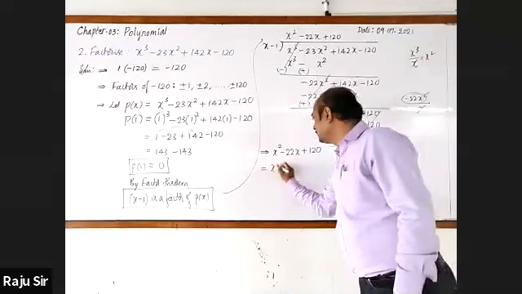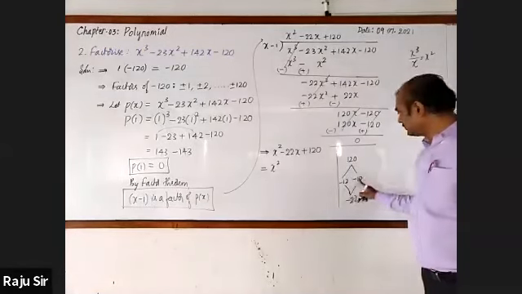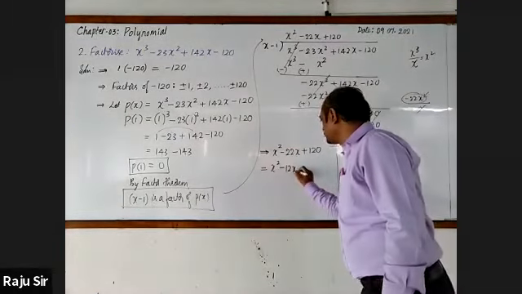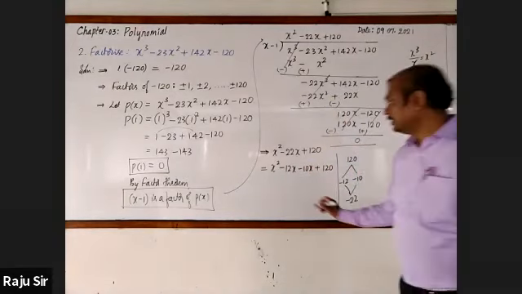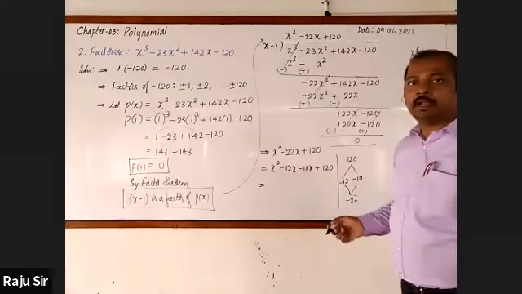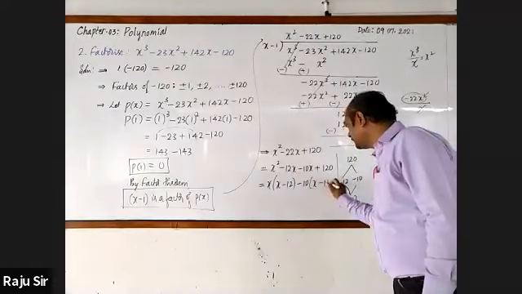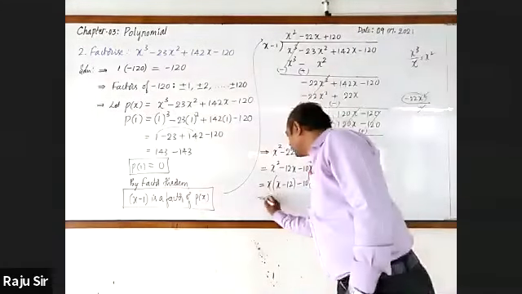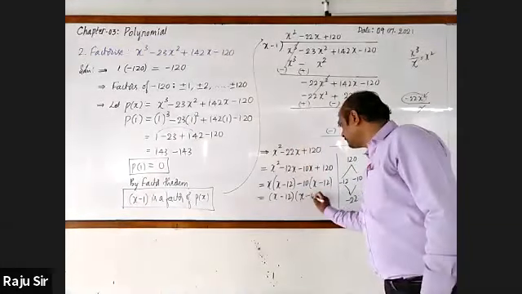Now let us write x square minus 22x can be split up as minus 12x minus 10x, then plus 120. This is equal to, group them and take the common factor. x is the common factor. x into x minus 12, minus 10 into x minus 12. The whole x minus 12 is the common factor. Remaining is x minus 10.